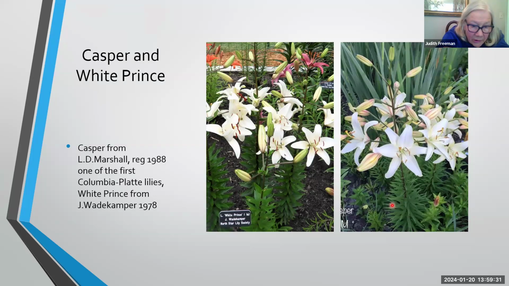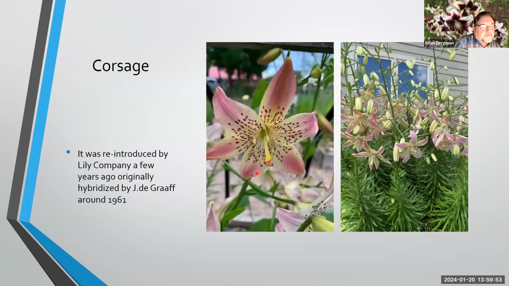It was much taller than White Prince, and a slightly bigger inflorescence too. It's definitely a garden lily only. White Prince was a more pure white because it didn't have this flush of pink when it was cool weather. Okay, next slide. And then we have Corsage.